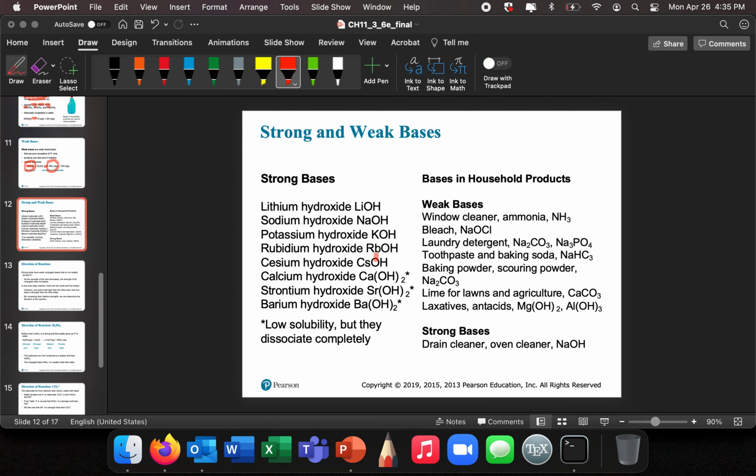We've already told you about the strong bases, right? But weak bases are everything it's not, right? Sodium hypochlorite, sodium phosphate, sodium carbonate, right? Sodium carbonate again. These are what they're used for, okay?